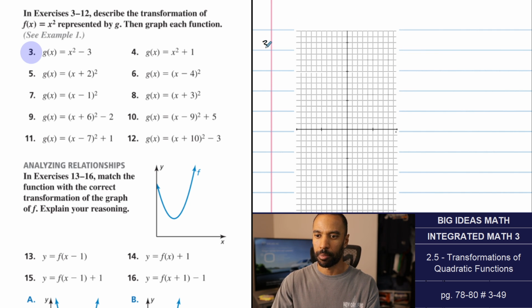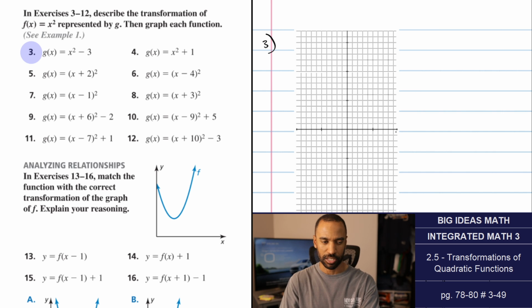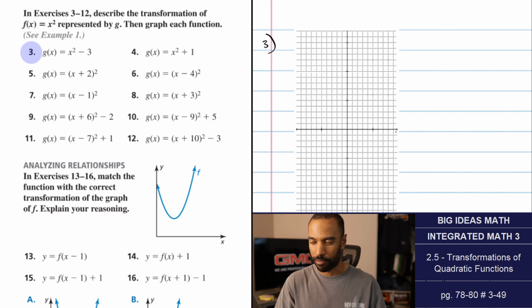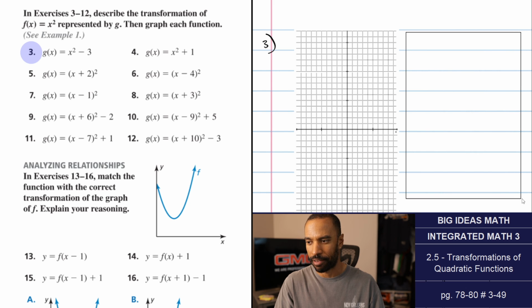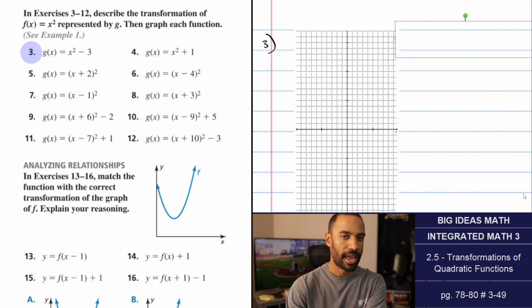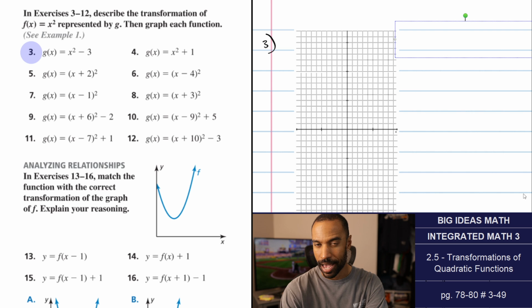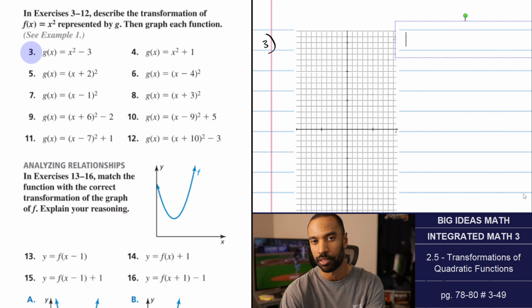But we're going to start with problem number 3. And in sets 3 through 12, we're going to describe the transformation of f of x equals x squared represented by g, then graph each function. I'm an either-or kind of guy when it comes to do I describe first or graph second, vice versa. And keep in mind, although we describe translations last, I do translations first because I start by plotting the vertex.